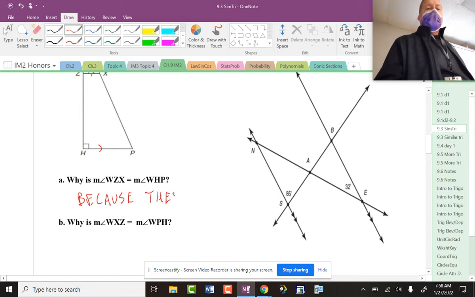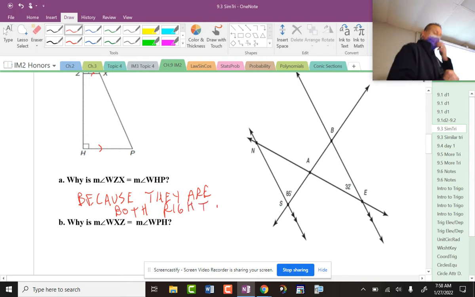They are both right. What my daughter would have to write is these two are congruent because all right angles are congruent to each other. So the term of being right angles.